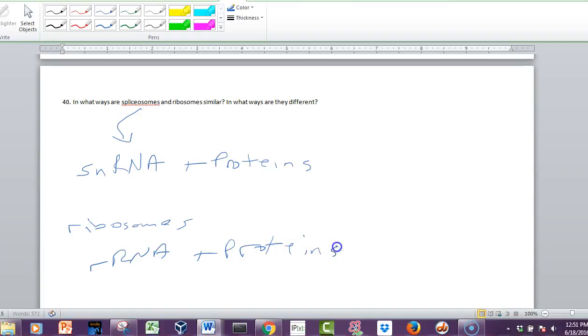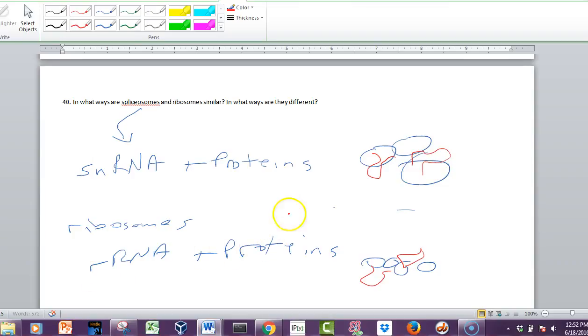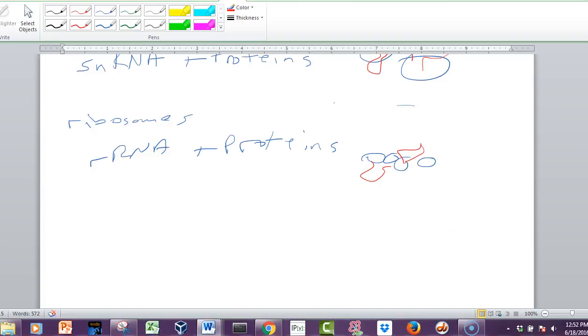And so they're both these large complexes with a bunch of proteins, and they also have RNA in there. Somehow there's RNA in here, and maybe there's an RNA over here. Ribosomes also have RNAs in there. So the main thing is that they both are made of RNA and protein. That makes them both ribonucleoproteins.